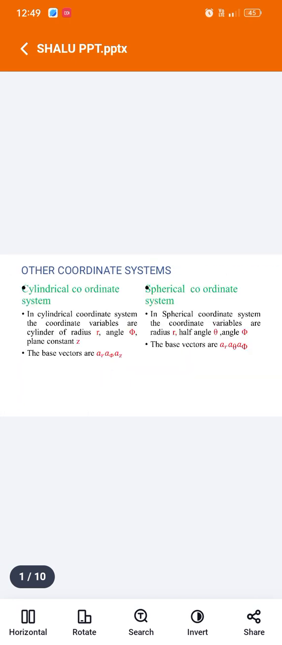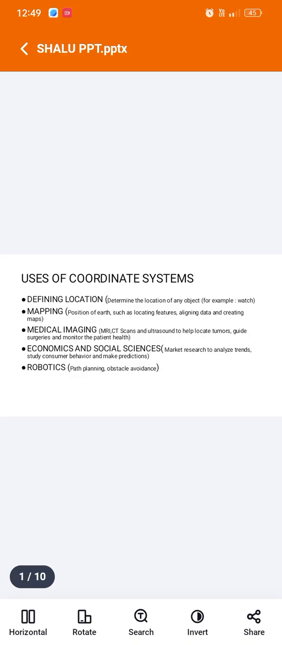Then the other coordinate systems are cylindrical coordinate system and spherical coordinate system. In cylindrical coordinate system, the coordinate variables are r, phi, z. Here r is equal to radius, angle is equal to phi, then plane constant equal to z. The base vectors are ar, a phi, az. Then spherical coordinate system, the coordinate variables are radius r, half angle theta and angle phi. So the base vectors are ar, a theta, a phi.